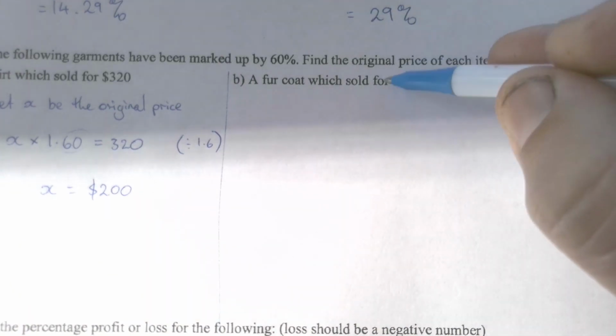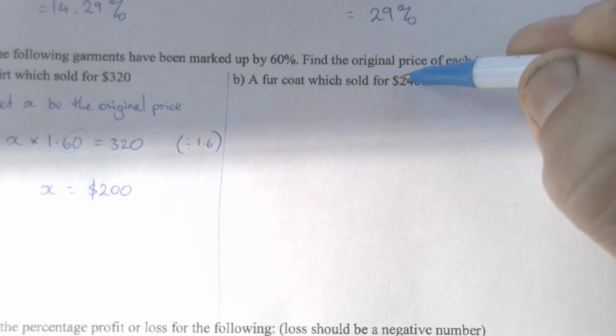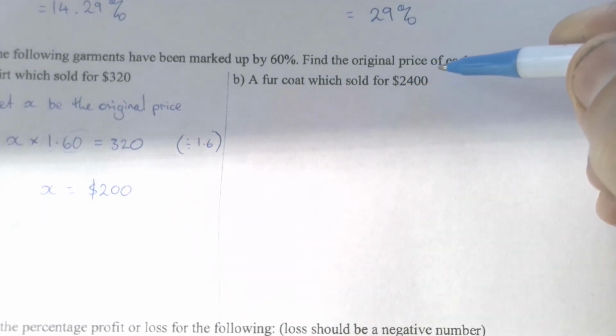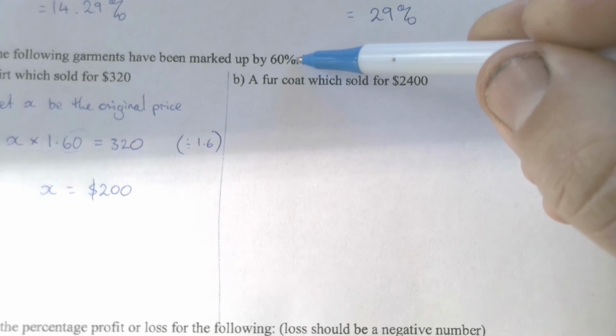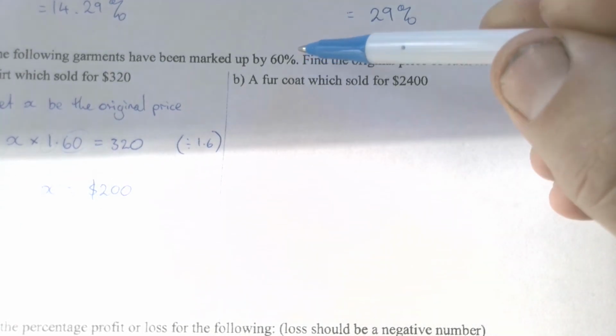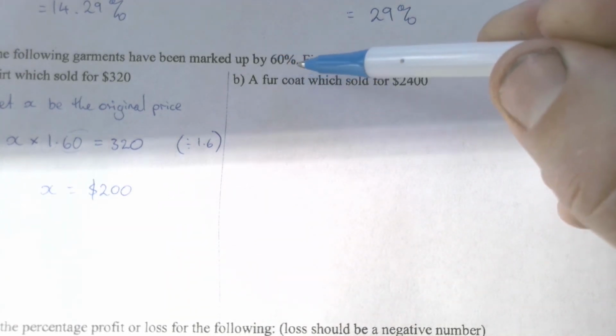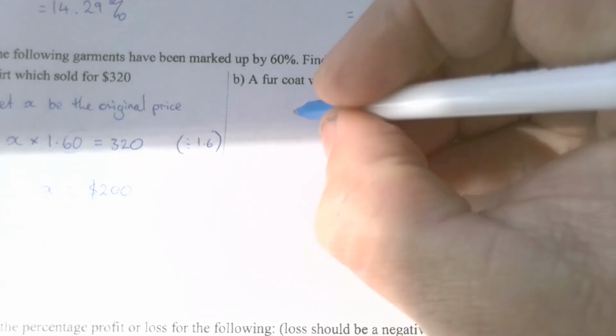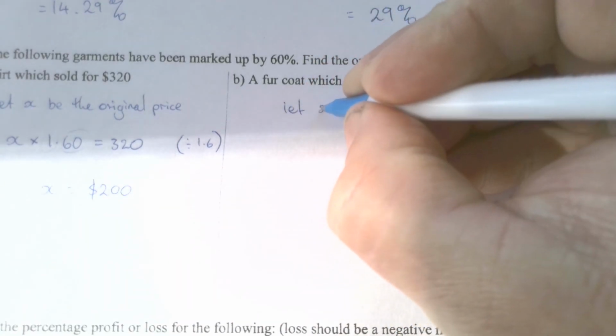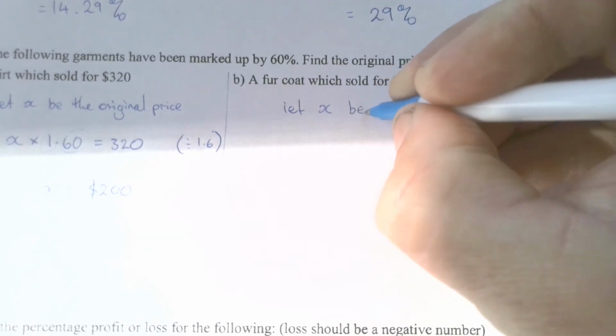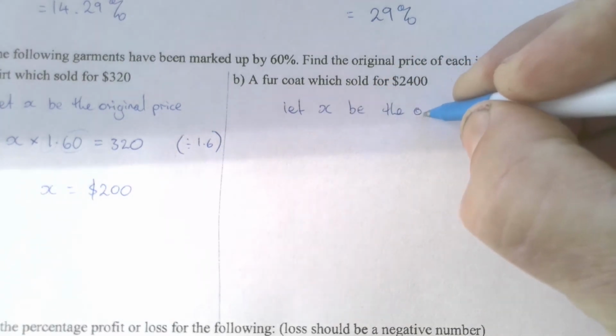Okay, so the new price of this item is $2,400 and it's been marked up by 60%. So we're trying to find out what the original price was before the store marked it up. Okay, so what we're going to do is we're again going to let X be the original price because we don't know what that is.